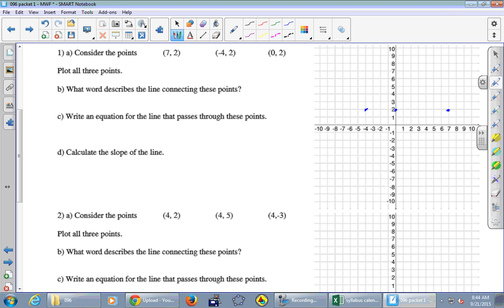And once we've got all 3 points plotted, if we draw that line, what word would you use to describe that particular line? It's horizontal. And so that's the answer to part B. The line connecting those 3 points is horizontal. Then it says write an equation for the line that passes through these points.